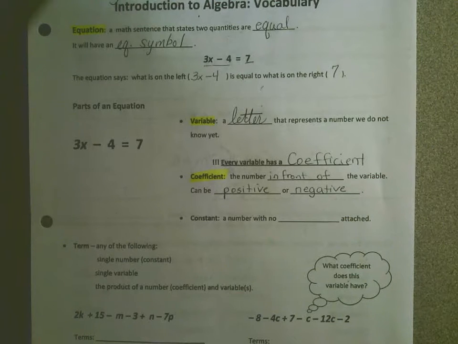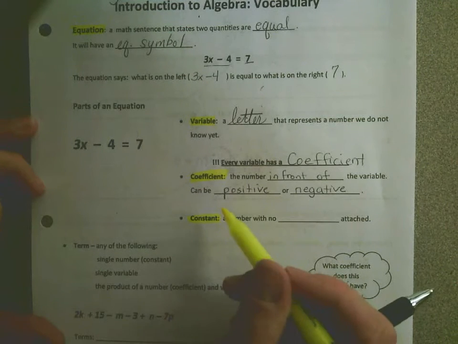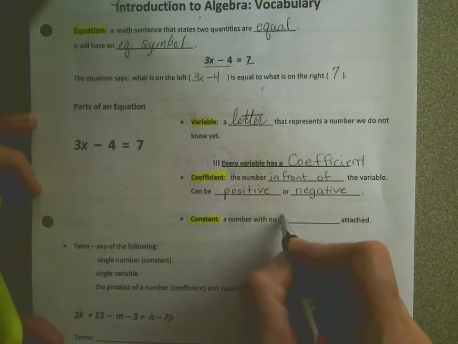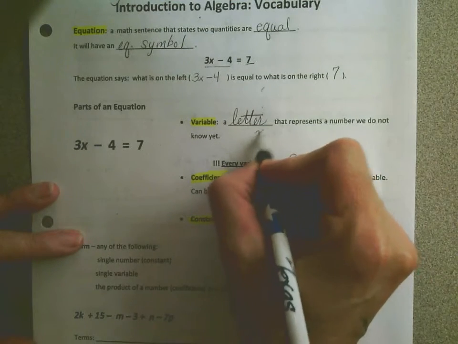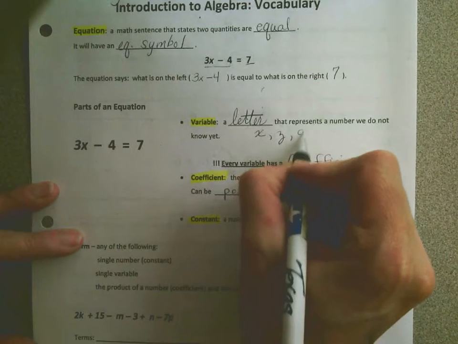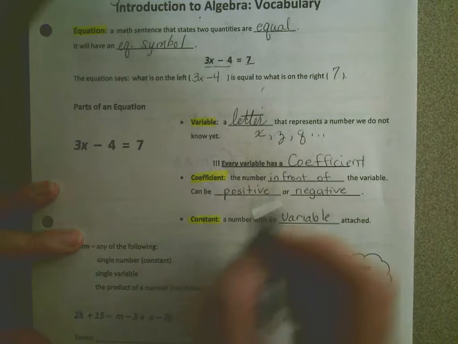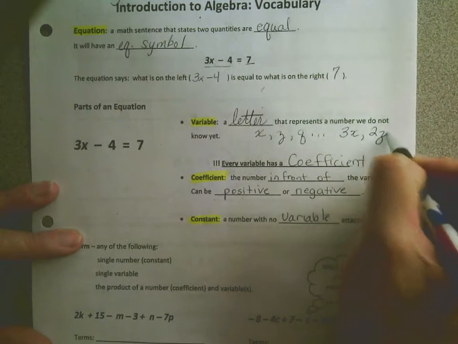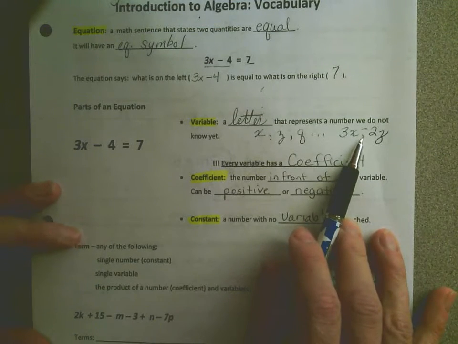What do you think the next blank is going to be? A constant is a number with no blank attached. Wow, awesome. Leah, go. She's right. So variable: X, Z, Q, dot, dot, dot. 3x, 2z, I'll make that a negative. Those are some examples of variables.